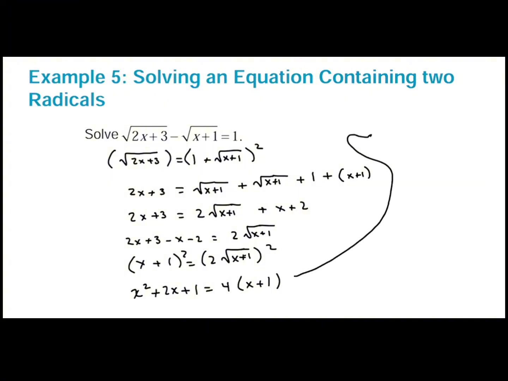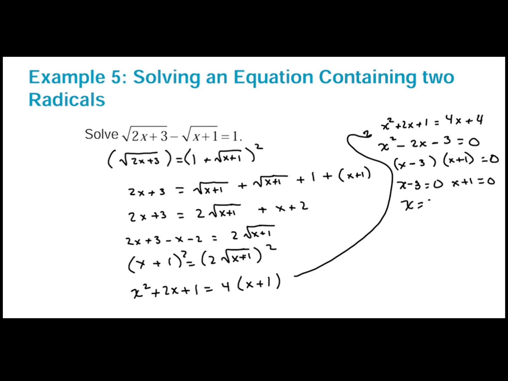So when we do this, this is going to be x squared plus 2x plus 1 is equal to 4 times x plus 4. So now we're going to subtract those onto this side. So we're going to have x squared minus 2x minus 3 is equal to 0. Now we're going to factor these. So we're going to have x and x, then minus 3 and plus 1. So we're going to have x minus 3 is equal to 0, and then x plus 1 is equal to 0. So x will be equal to 3, and x is equal to negative 1.